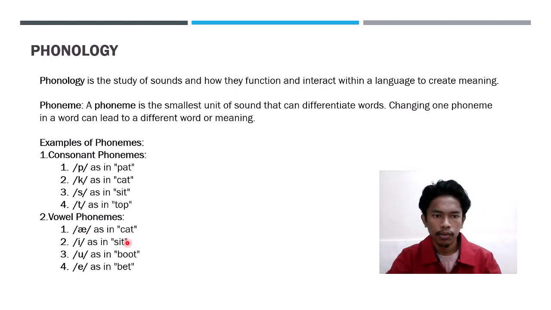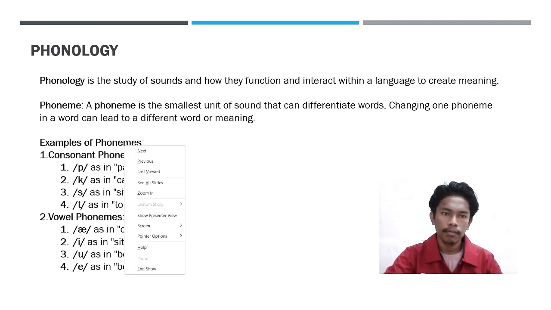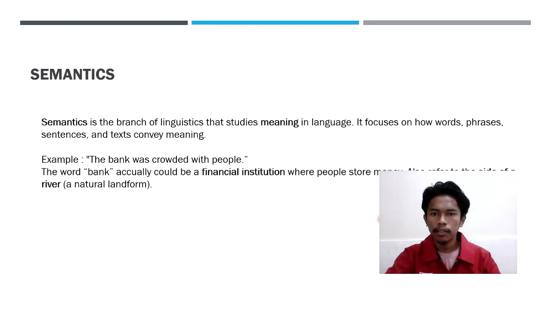Then vowel phonemes too. Cat, and this is also what we call phonemes, right? So basically, remember, a phoneme is the smallest unit, like here p and k, and the vowel. That's what we call phoneme. Okay. Next slide. Okay, go to the last slide.